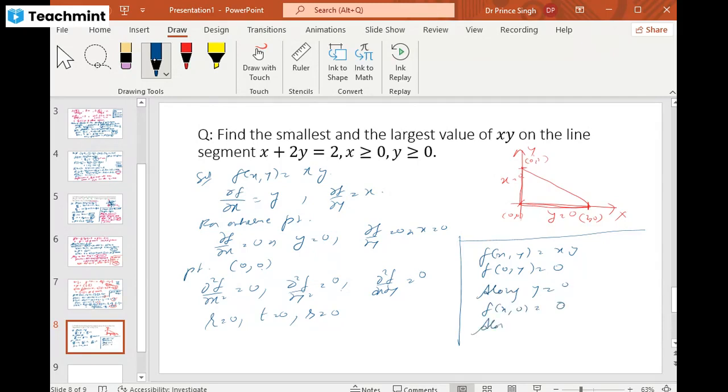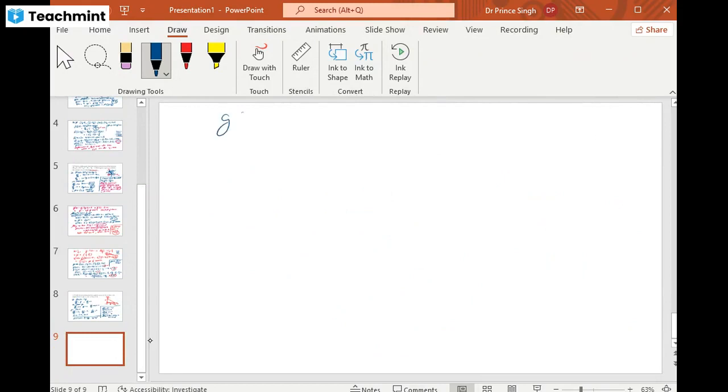Now along the line x plus 2y equal to 2. So say we calculate the value of x as 2 minus 2y. So the point of intersection is f of 2 minus 2y comma y. This is (2 minus 2y) into y. It is 2y minus 2y square. So firstly, say we name it as g of y as 2y minus y square.